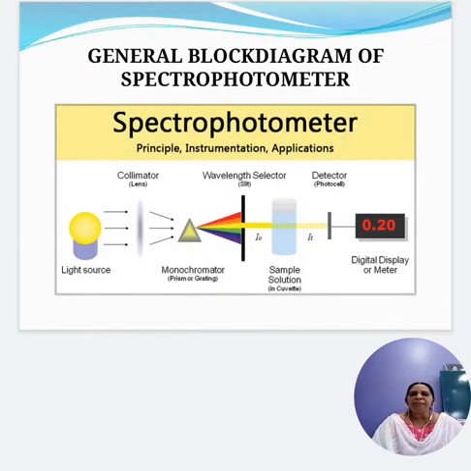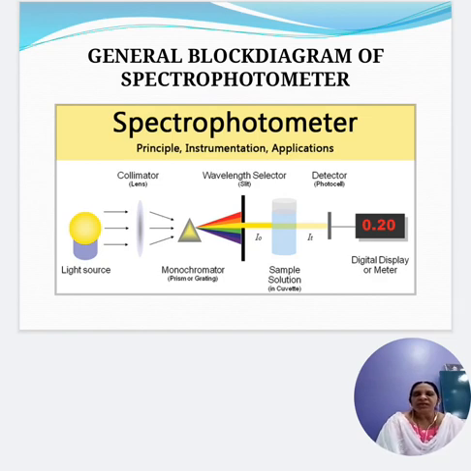So, the general block diagram of any spectrophotometer consists of the four blocks which we have learnt earlier. The first one is the chemical information source. The second one is the monochromator. The third one is the signal conditioning element, and the fourth one is the display device.